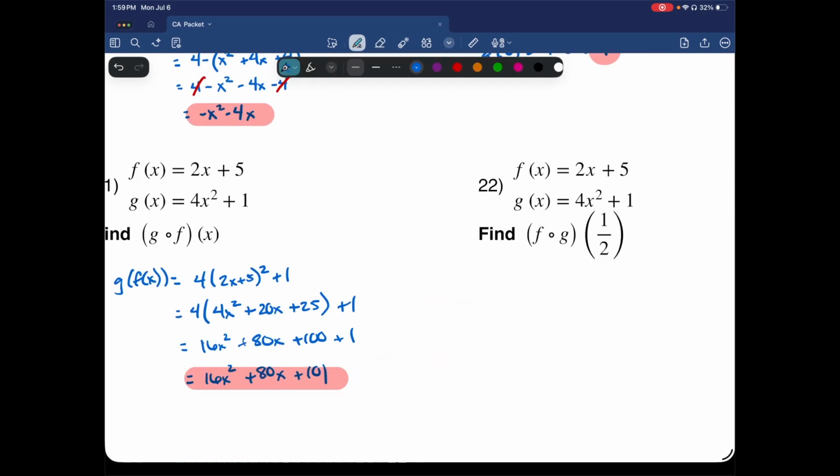All right, so this is f of g of 1/2. So this means I'm going to take g and find 1/2 when I plug it in. All right, so it's going to be 4 times 1/2 all squared plus 1. And when you square a fraction, you square the top and bottom. So this is going to be 4 times 1/4 plus 1. 1/4 of 4 is 1, so 1 plus 1 is 2. I'm going to take 2, plug it into f. f of 2 is 2 times 2 plus 5. So that's going to be 9.